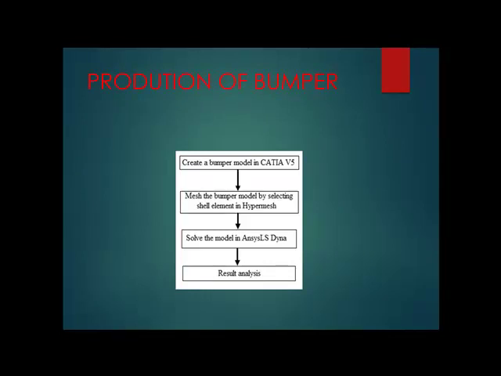Production of bumper. Create a bumper model in CATIA V5 software. Mesh the bumper model by selecting shell element in HyperMesh. Solve the model in ANSYS LS-DYNA, and then result analysis is obtained.